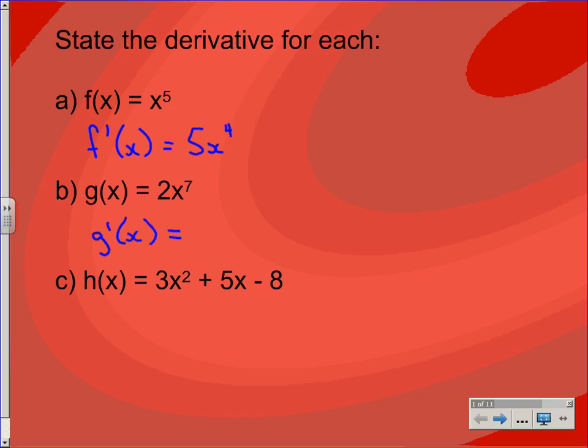For this one, it's a little bit harder. But again, a massive function, right? Not something that we'd ever want to try and do using first principles, using the long way. But the answer is just 14x to the 6. So maybe you see the pattern now.